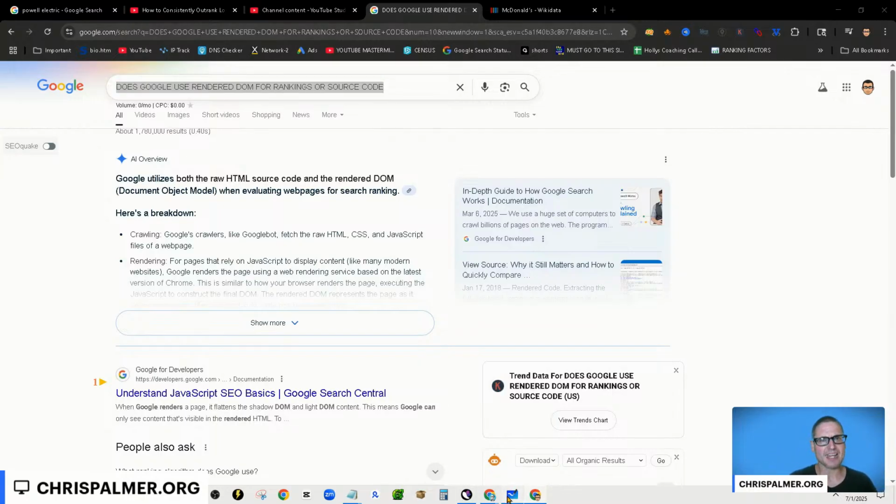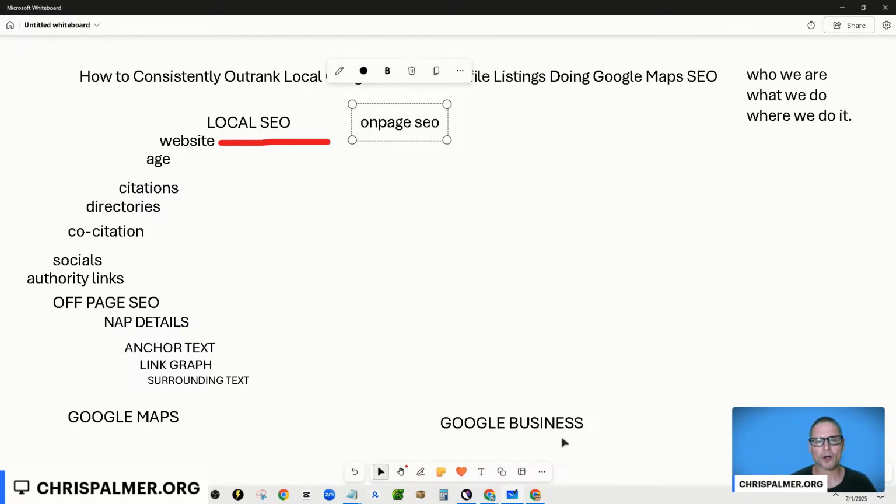But Chris, how does this tie into Google Maps and Google Business Profile? Like, why are you saying this? Okay, we have a website. On page is important. Google uses the rendered DOM. We have all of these assets reiterating name, address, phone number, who we are, what we do, where we do things.